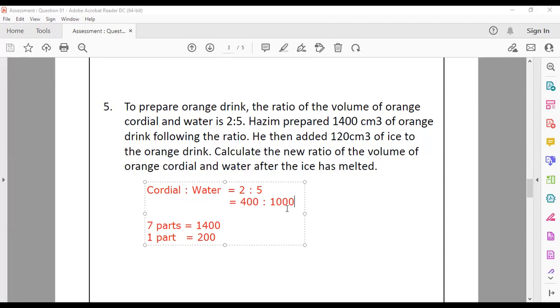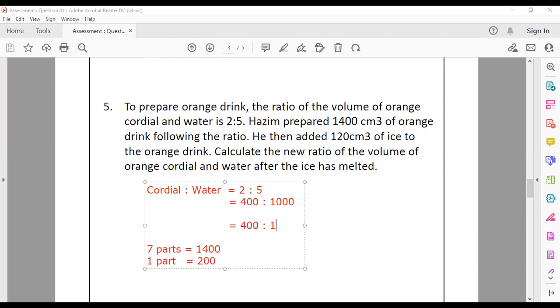Okay, this is going to be the measurement. Now what happened? He added 120 centimeter cube of ice to the orange drink. What happens now, guys? If you add ice, what happens to our drink? Common sense, what happens? It will become watery. Water will become more, yes or not? The part of water is increasing now. Do you understand? So the cordial didn't change, the cordial is still the same, but the water now became 1,120.